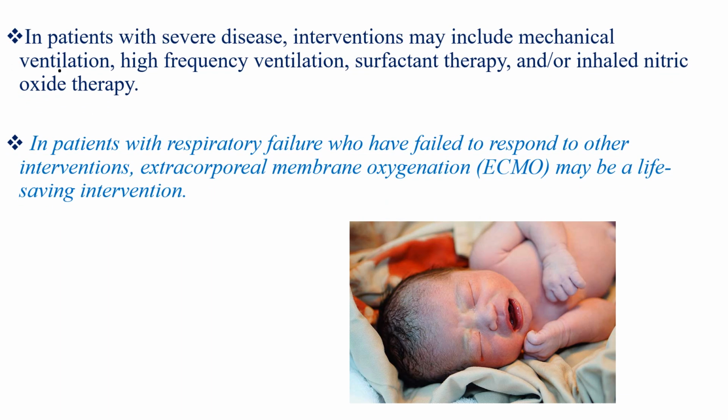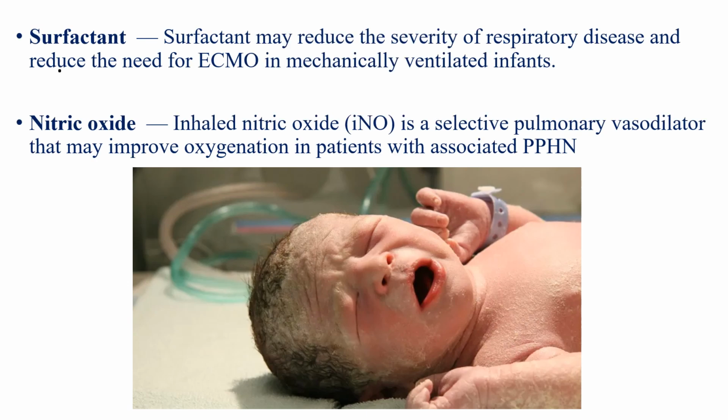In patients with severe disease, intervention may include mechanical ventilation, high-frequency oscillation, even giving surfactant, because meconium aspiration causes surfactant inactivation and surfactant washout. Giving surfactant might be important, and also inhaled nitric oxide therapy might be needed. In patients with respiratory failure who have failed to respond to other interventions, ECMO might be a life-saving intervention. Surfactant may reduce the severity of respiratory disease and reduce the need for ECMO in mechanically ventilated infants. Inhaled nitric oxide is a selective pulmonary vasodilator that might improve oxygenation in patients with associated persistent pulmonary hypertension.